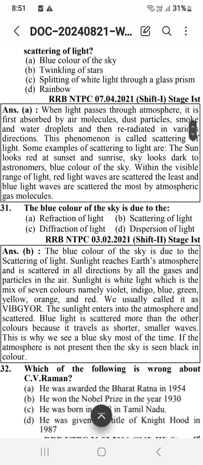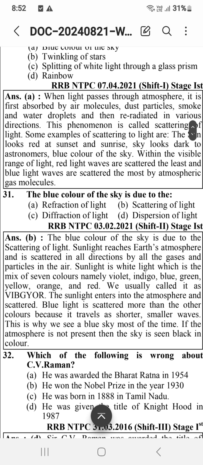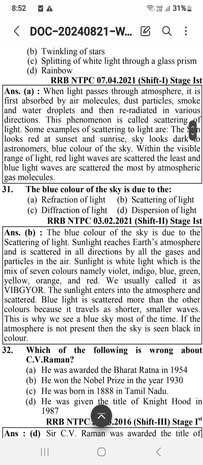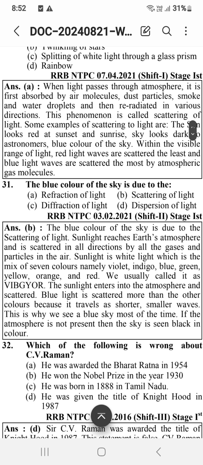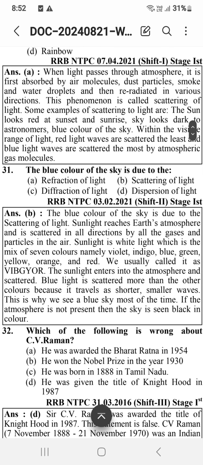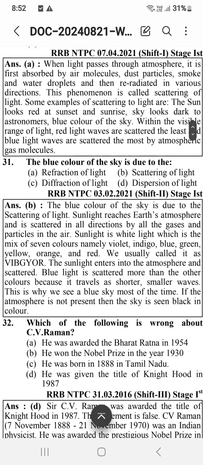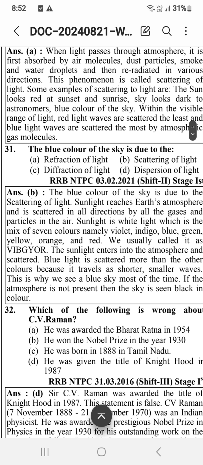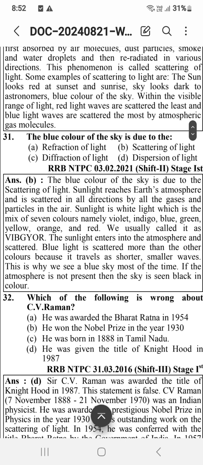Which of the following is wrong about C.V. Raman? He was awarded the Bharat Ratna. He was given the title of knighthood in 1987. This statement is wrong, because C.V. Raman lived from 7 November 1888 to 21 November 1970.